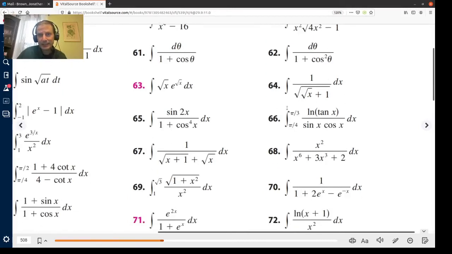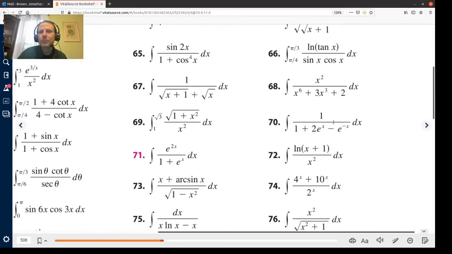66. It looks pretty nasty. However, maybe doing a substitution where u is tangent x might work out okay. Or maybe even letting u be natural log of tangent x. I have a feeling letting u be natural log of tangent x would work out pretty nicely. That would be the first thing I'd try, a substitution with u equal natural log of tangent x.